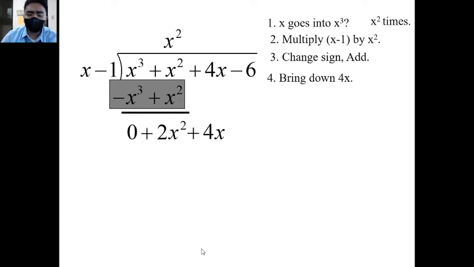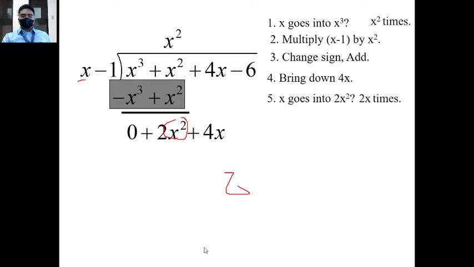So once we bring down, we are going to divide the first term. What's our first term now? Our first term is 2x squared. So we're going to divide 2x squared by x. The answer is how many? Of course, 2. How about the variables? If we're going to divide the variables, the exponents will be subtracted. So the answer will be 2x only. The power or the degree will be subtracted by whatever degree the divisor has.